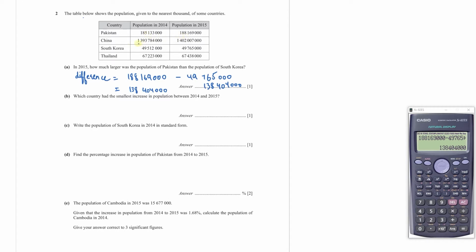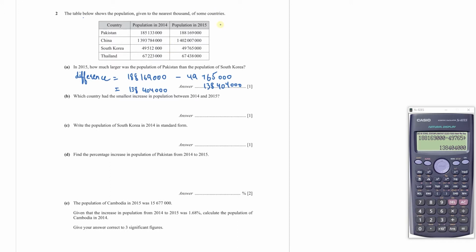For China, this is 1,393,000,000. So it changed to 1,402,000,000. So this also increased in millions here. For South Korea, if you look at it, it's 49 million and 49 million. So that means the change is in thousands. And for Thailand as well, you see that this is 67 million and this is also 67 million. So that means the change is in thousands as well. So we only need to calculate the difference in population for these two countries between 2014 and 2015, so we can see which had the smallest increase.